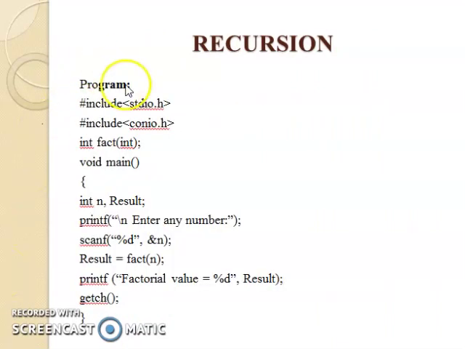Here we see the example program for recursion. First we write the header files stdio.h and conio.h. Next we mention the function declaration. It should be written, as you already know, before the main function. Inside the main function we declare the variables n and result as integers. Next we enter the number using the scanf function. In the next line we calculate the factorial value using the fact function, and the resultant factorial value is stored in the result variable. This factorial definition part is displayed in the next slide.